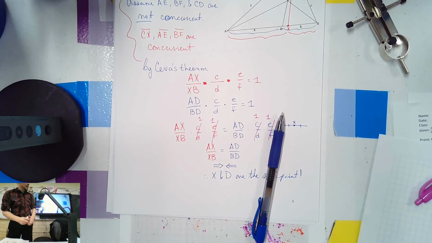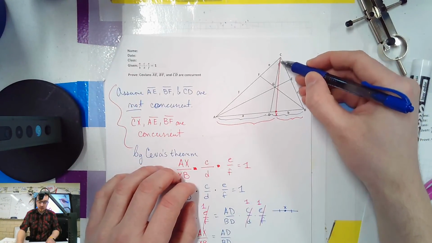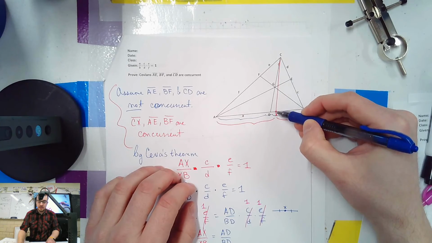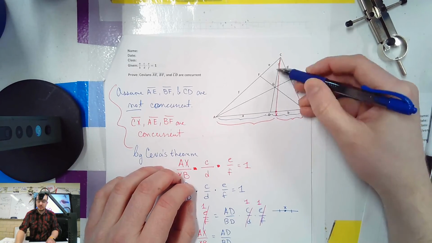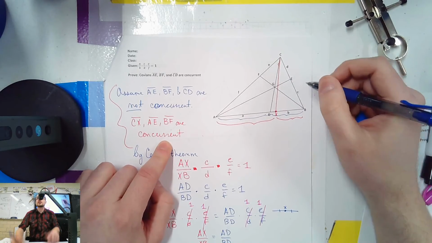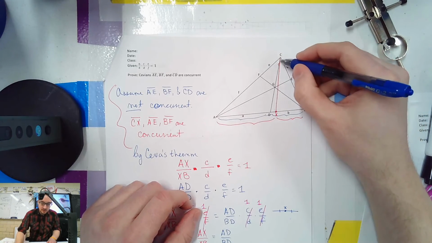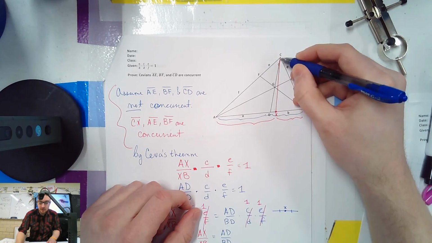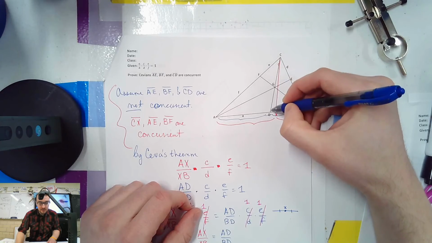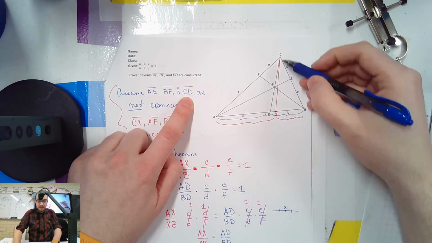They're the same point. And if they're the same point, right, and I made a concurrent line, if CX and CD are the same line, and I said CX is concurrent, that means CD must also be concurrent, because it's the same line, right? I'm telling you that this line and this line must be the same. So this line that I drew to make it concurrent must be this line. So now I know that AE, BF, and CD are concurrent.